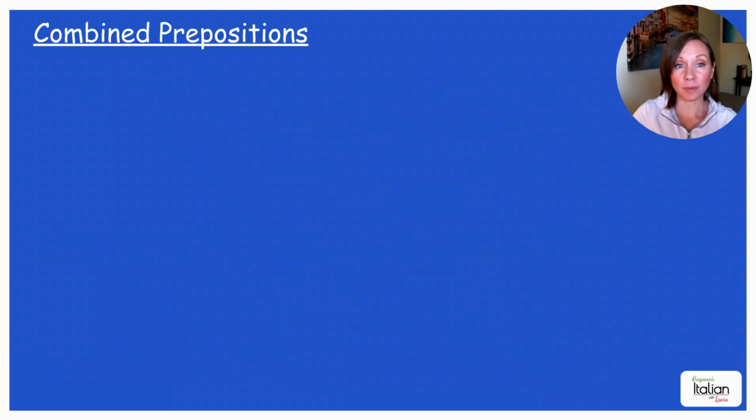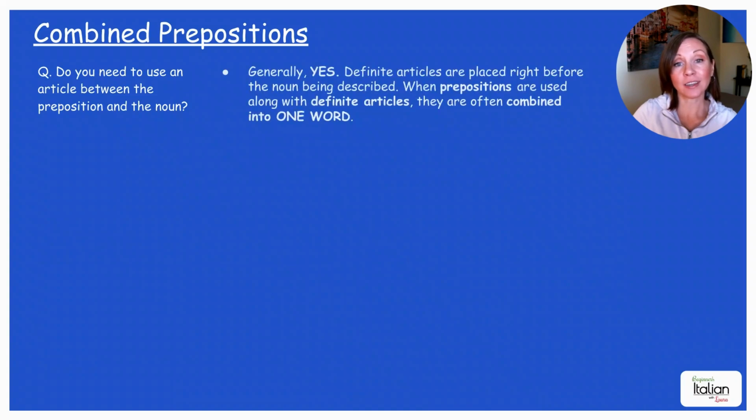Okay, combined prepositions. Do you need to use an article between the preposition and the noun? Generally, yes. So definite articles are placed right before the noun being described. When prepositions are used along with definite articles, they're often combined into one word.